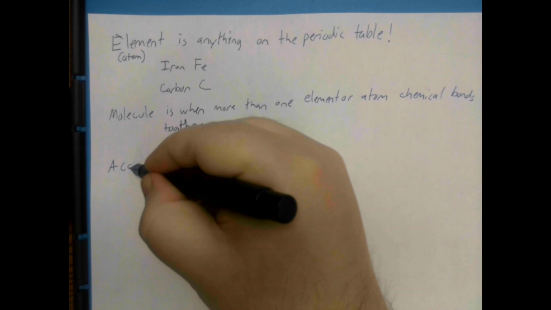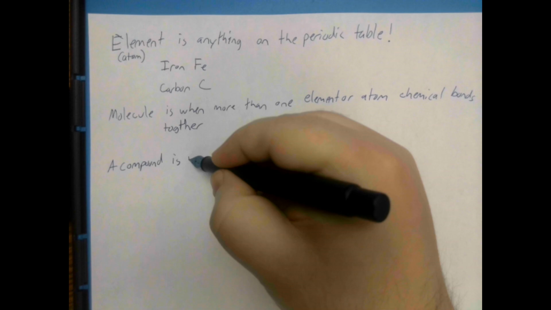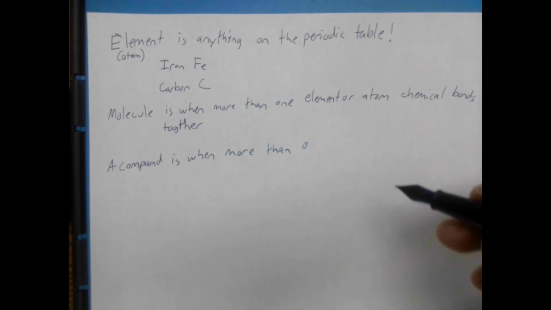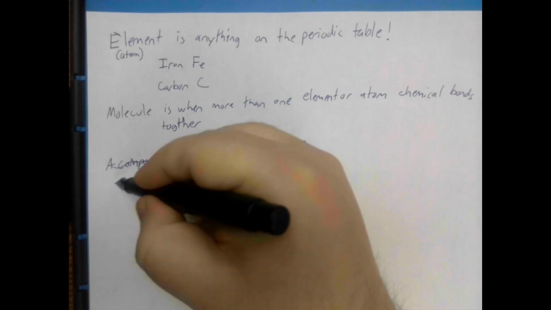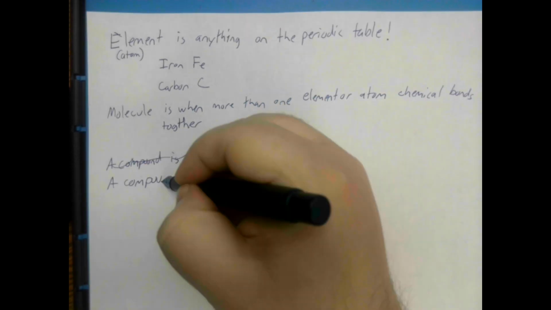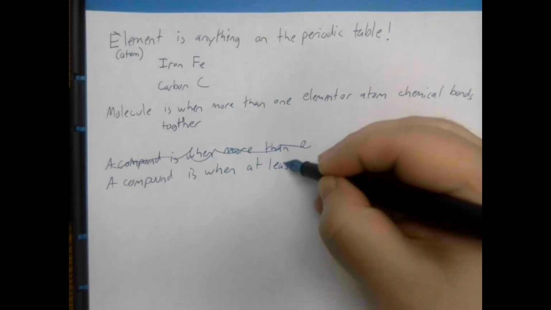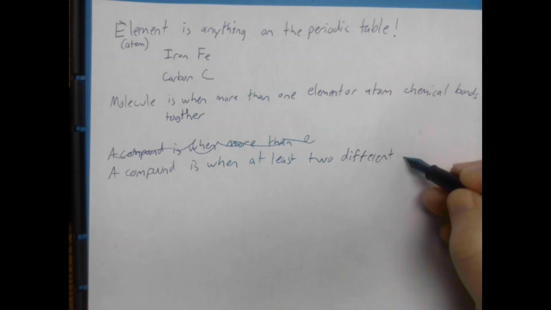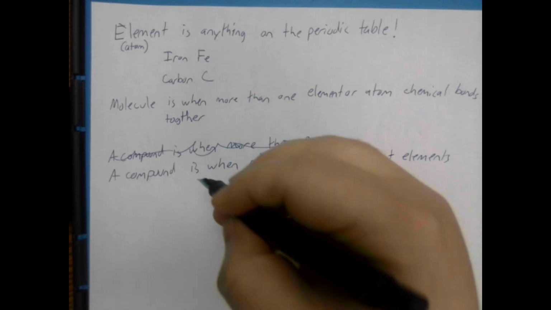A compound is when more than one, let me rewrite this. A compound is when at least two different elements bond together, chemically bond together.